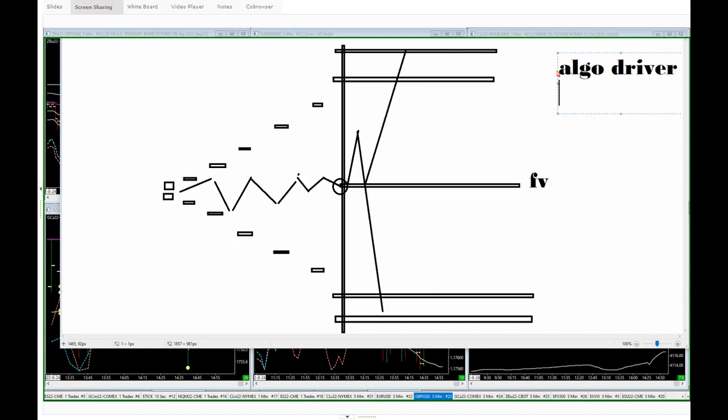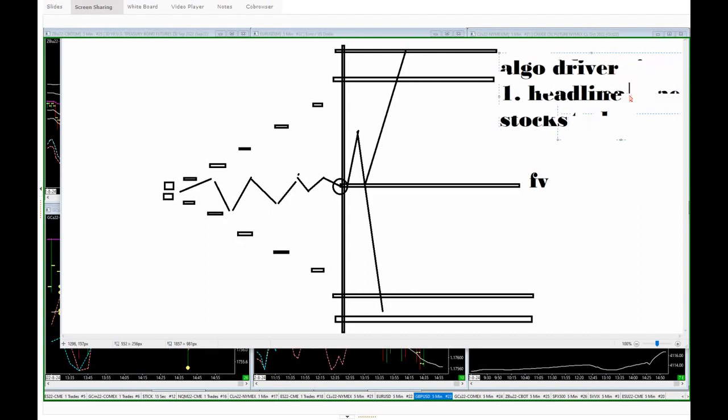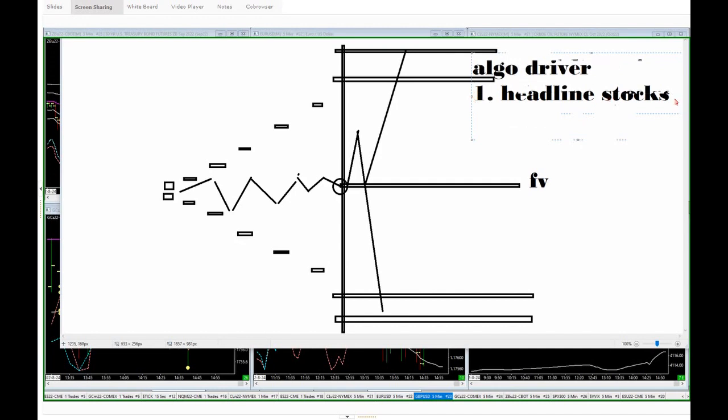So we've got the algo driver. So what did they look at first? They look at the headline stocks number. So what they're going to look at first is the headline stocks number for crude oil. Okay, that's the main Cushing number itself. So they look for the headline stocks, and the first move will come from that headline number. Then they'll look at the gasoline numbers, and that'll be the second move.